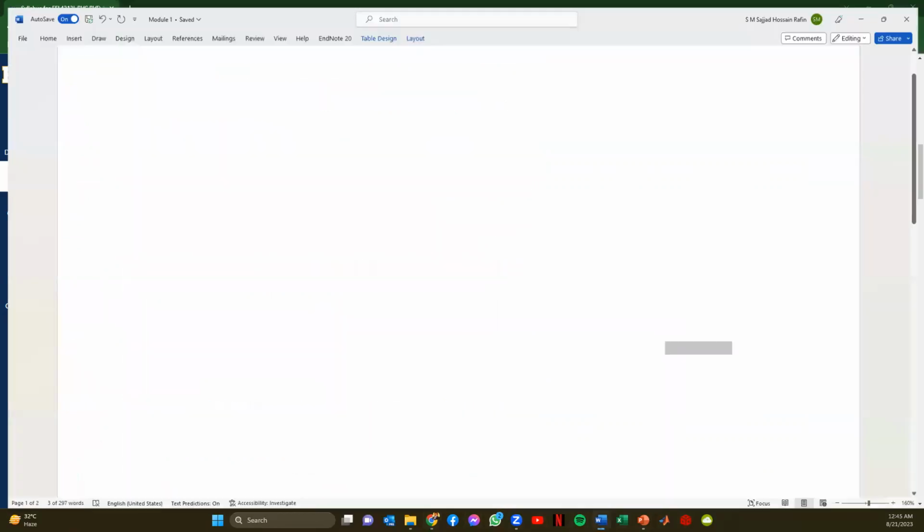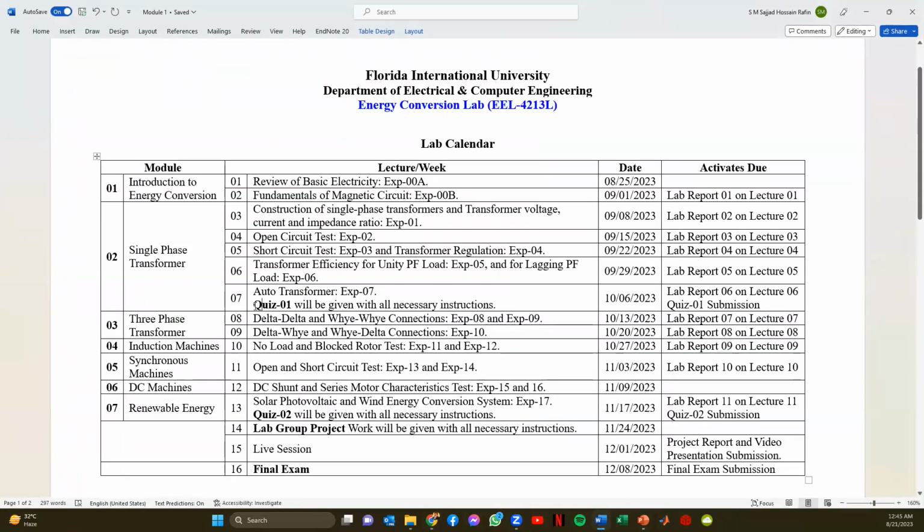For quiz, there will be 2 quizzes in total. Let me go back to this one. One will be on the 7th lecture. I will be posting it, and I will give you all necessary instructions. You'll have to submit quiz 1 on that very day, so please be aware of that. I will give you all the necessary instructions and guidelines. Don't worry about it. But do not miss any deadlines. Please do not miss any deadline.